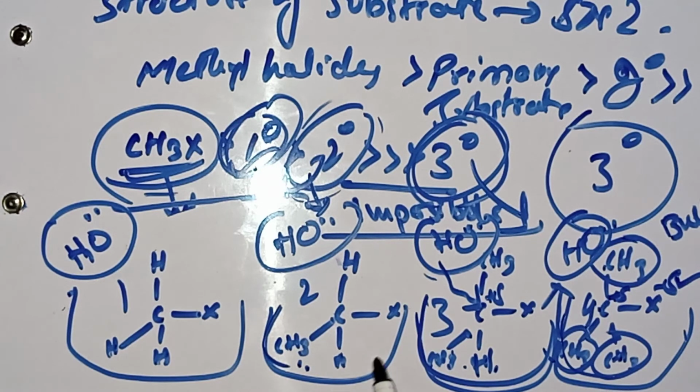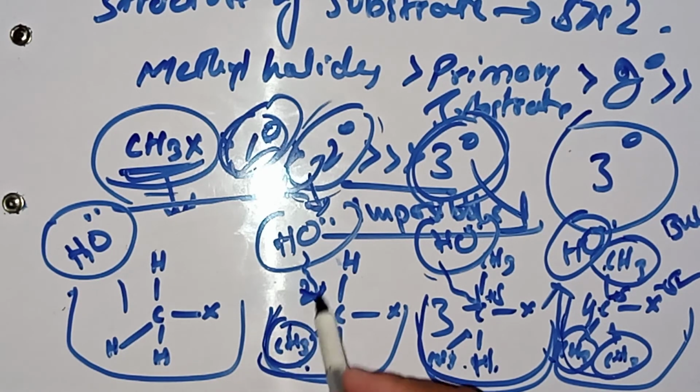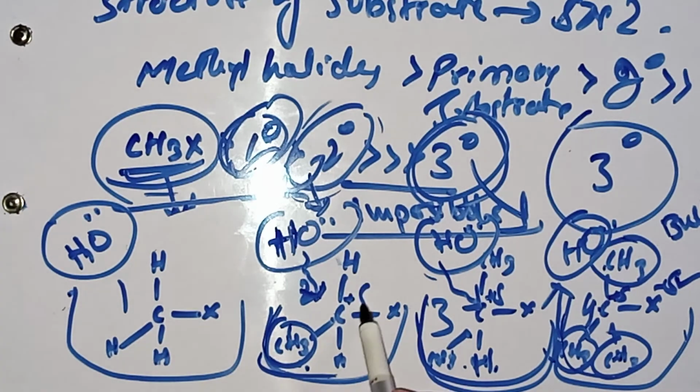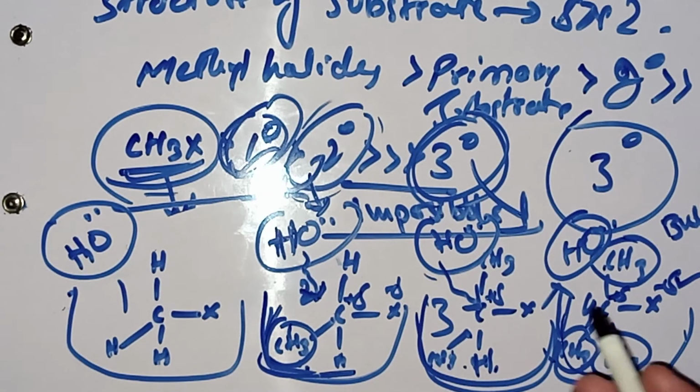electrophilic carbon. But in the second beaker, where a primary alkyl halide is used as the substrate, there is only one bulky group, one heavy group, so it will show very little resistance, and the coming nucleophile will attack the electrophilic carbon effectively. So the reaction will take place more, and the rate of reaction will be much greater as compared to when 3 or 2 bulky groups are attached.